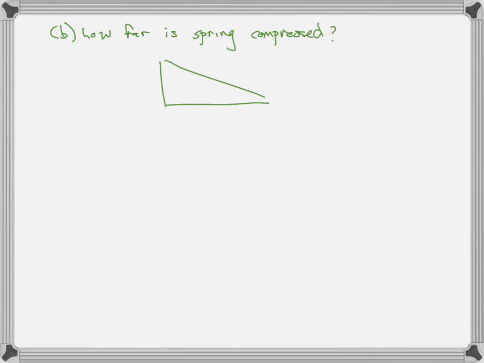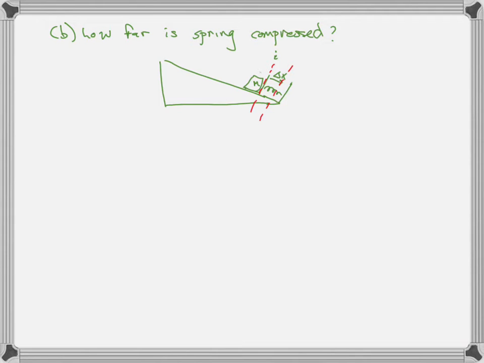The last part of this problem is part B: how far is the spring going to be compressed? Again, we want to decide how to do this problem. I think hopefully it's clear this should be an energy conservation problem, and here's why. What we're looking at is the position just before the mass hits the spring, when it has the final velocity we calculated. When the mass hits the spring, it then compresses a distance delta x.